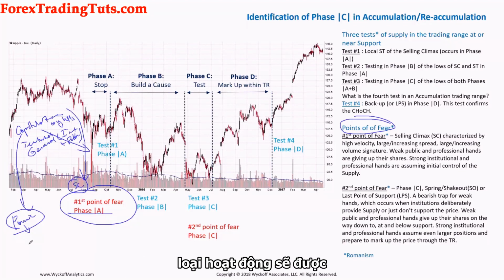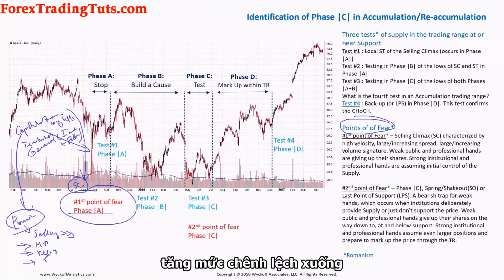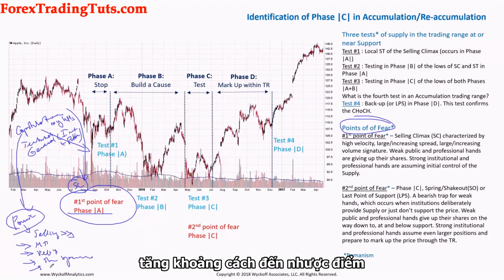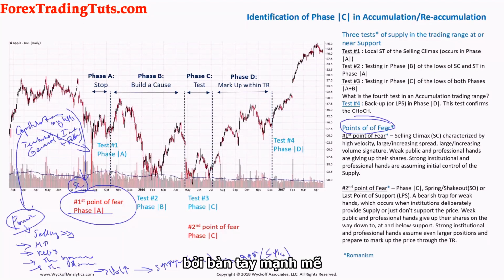So therefore, this type of activity is going to be associated with a lot of selling, and a lot of selling is going to produce technical characteristics such as an increase in the momentum, increase in the velocity, increase in the down spread, increase in the distance to the downside that we see, increase in the volume signature, and specifically an increase in the supply signature by weak hands, and an increase of the demand signature by strong hands. So that's the first point of fear.